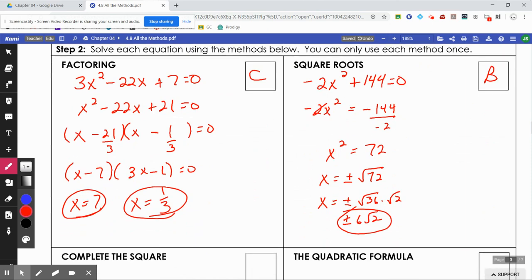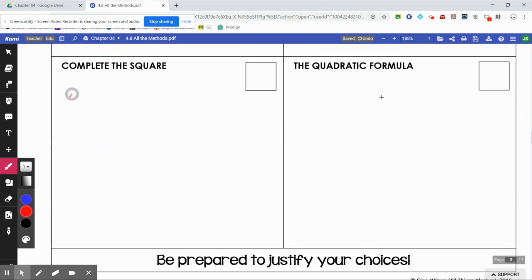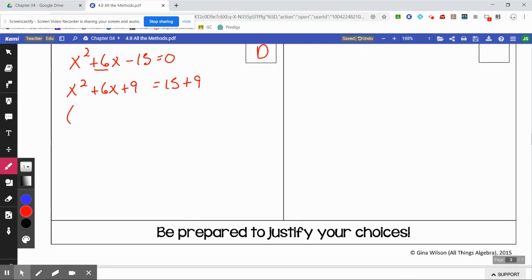X squared plus 6x minus 15. And I believe that was equation D. And the reason I'm using completing the square is because I can very easily take half of that and square it. So step number 1, I'm going to take my 15 and I'm going to move it over. Half of 6 would be 3. Square it gives you 9. So let's add 9 to both sides. It is now factorable to a perfect square. That's going to be x plus 3, which was half of that, squared is equal to 24.